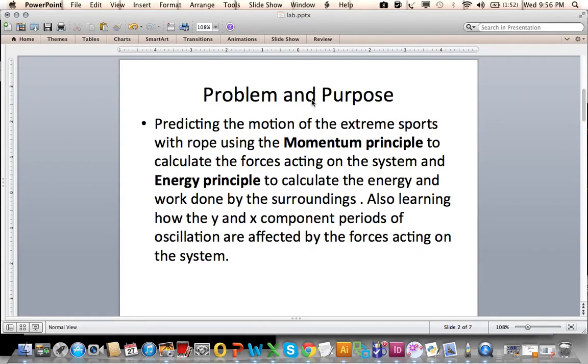Through this lab, we'll be predicting the motion of the extreme sports with rope using the momentum principle to calculate the forces acting on the system and the energy principle to calculate the energy and work done by the surroundings. Also, learning how the y and x component periods of oscillation are affected by the forces acting on the system.